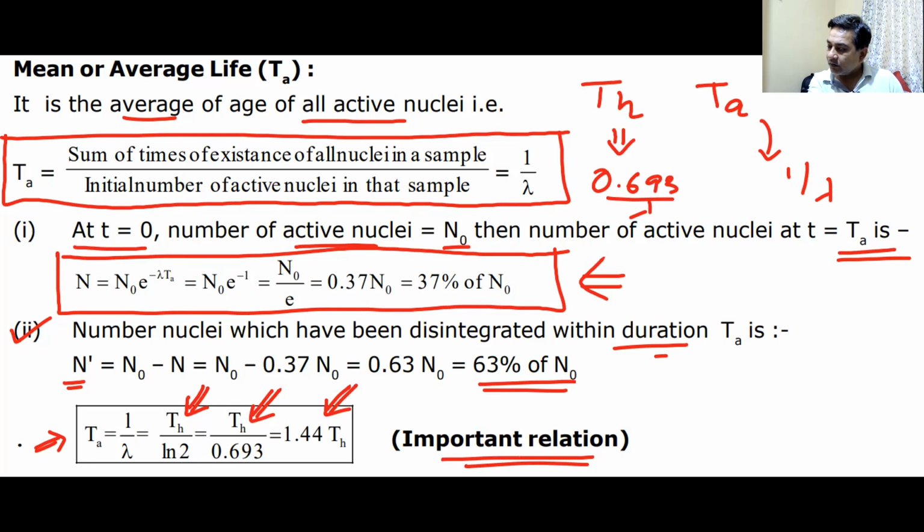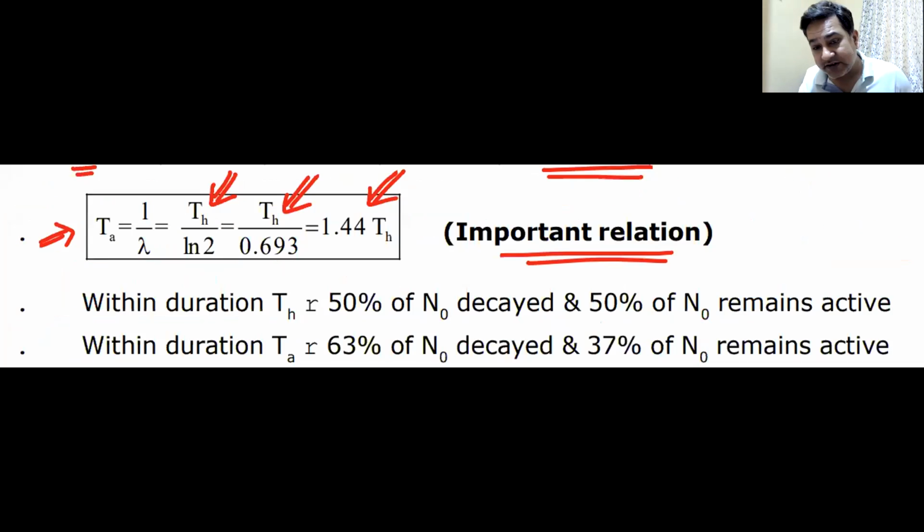You all understand this, children? Can I have some raised hands from all of you? That gives me more confidence that everyone is with me. We will end the class on this note. T half means 50% of nuclei have decayed and 50% are active. We understand this. T average means 63% of nuclei have decayed and only 37% remain. Do we understand this?